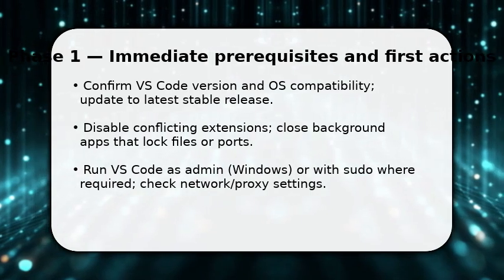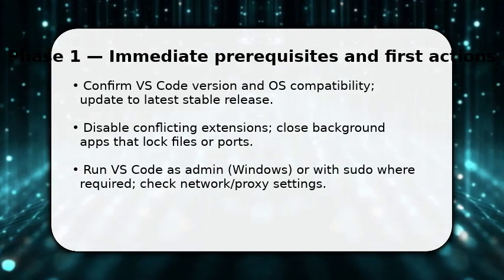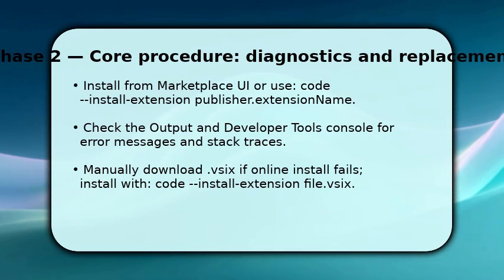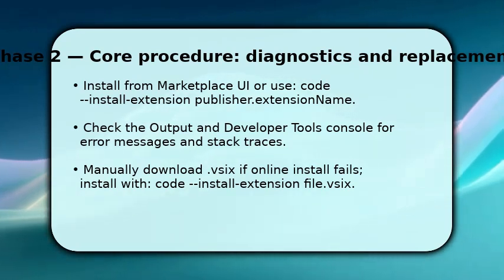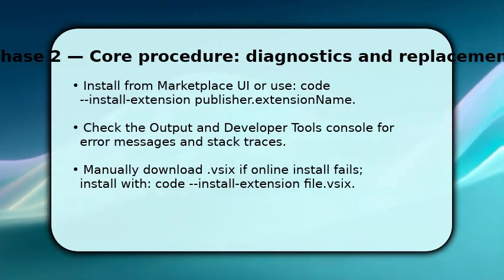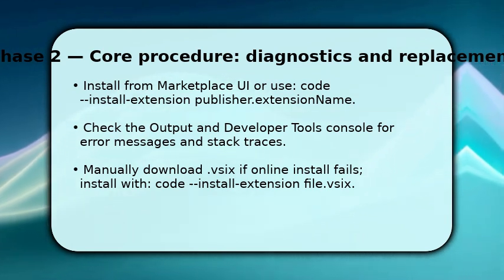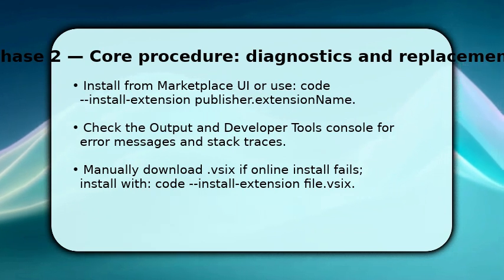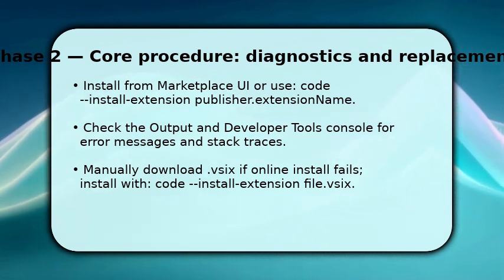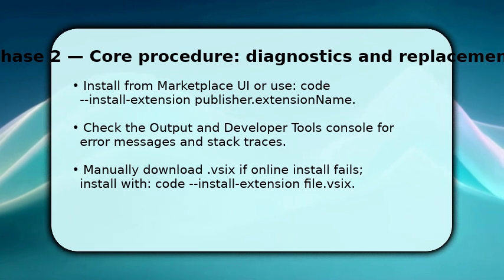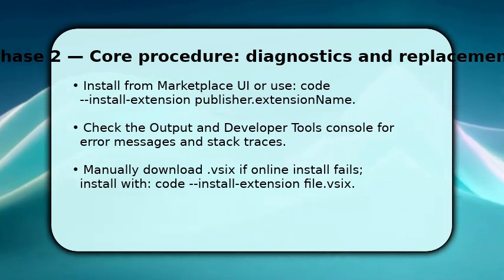Now you perform the detailed installation. Try the Marketplace button first, and if that fails, use the CLI command code --install-extension Publisher.ExtensionName to see explicit errors. Once done, open View > Output and pick the extensions log, and also open Developer Tools. These logs reveal the how and why of failures, like certificate or permission errors.